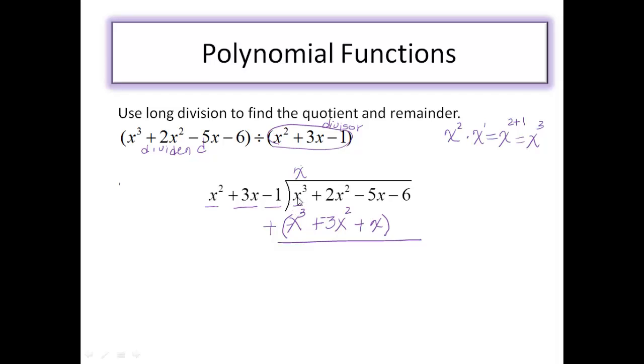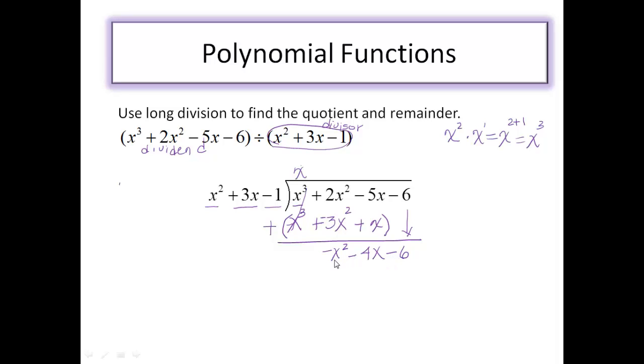So this changes to a negative, this changes to a negative, and this changes to a positive. And now I add. I have x cubed minus x cubed. That's going to give you 0. They cancel out. 2x squared minus 3x squared, or you can say 2x squared plus -3x squared, gives you -x squared. And your next one is minus 5x plus x, -4x. And then you bring down your last term here, which is minus 6.